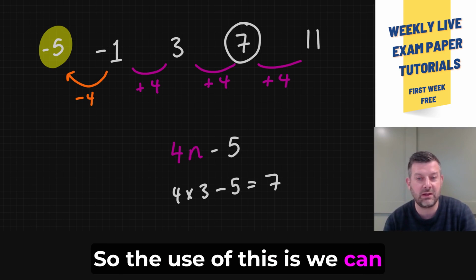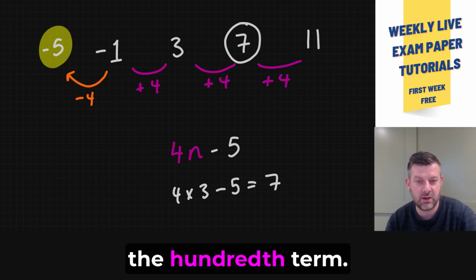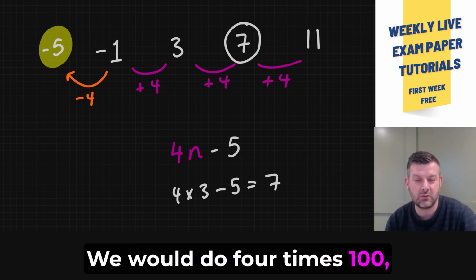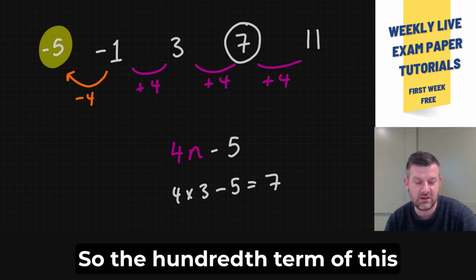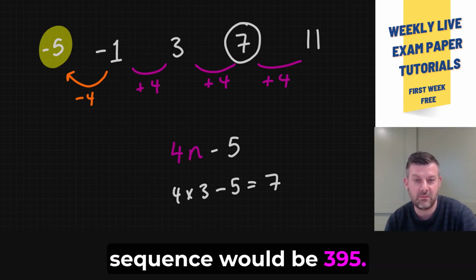So the use of this is we can now use it to find, say, the 100th term. We would do 4 times 100, which is 400, take away 5. So the 100th term of this sequence would be 395.